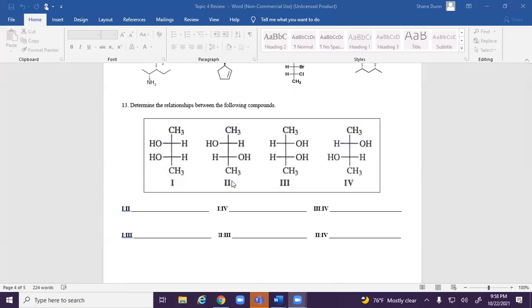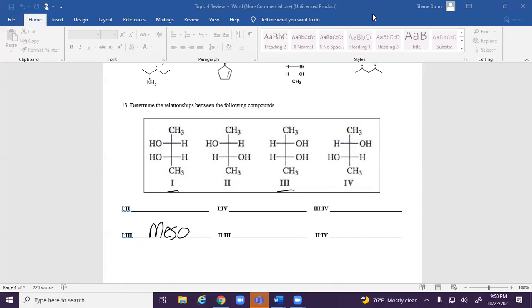1 and 3. Right? What's the relationship between 1 and 3? Hint, hint, wink, wink, this one will definitely be on your test. They're mirror images of each other, right? Are they superimposable? So they are mirror images that are non-superimposable. Meso. Because mesos are mirror images that are non-superimposable.